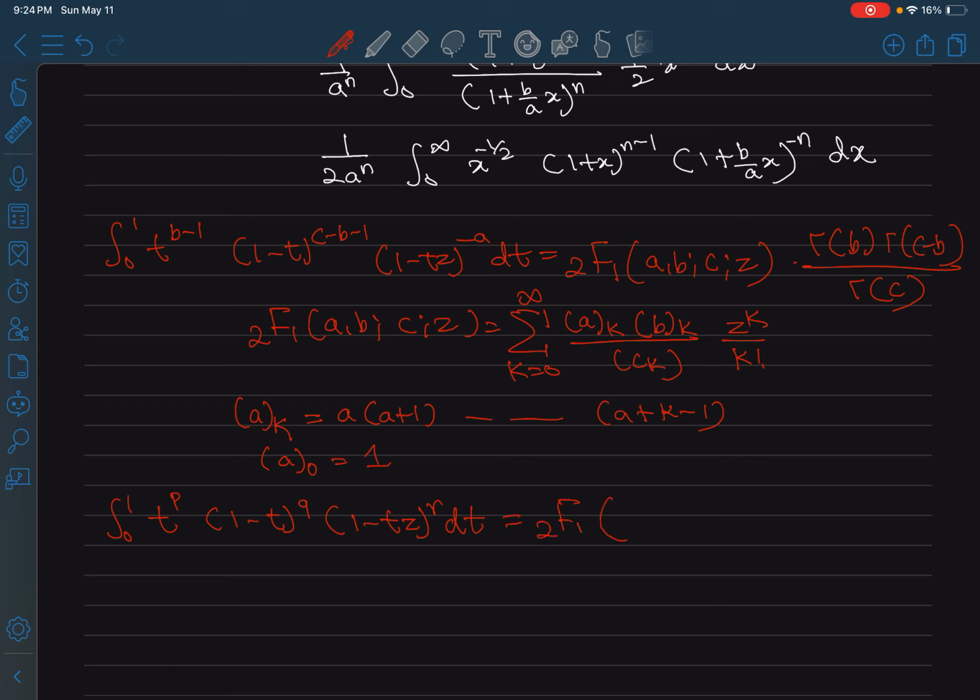Then first of all, notice that now a is negative r, right? And then our b is actually p plus 1 now, and then our c is actually q plus b plus 1, so p plus q plus 2, and our z is still z. So yeah, and now gamma of b plus 1, gamma of c minus b is q plus 1, by gamma of c, which is p plus q plus 2. So yeah, this will be the answer for this integral.